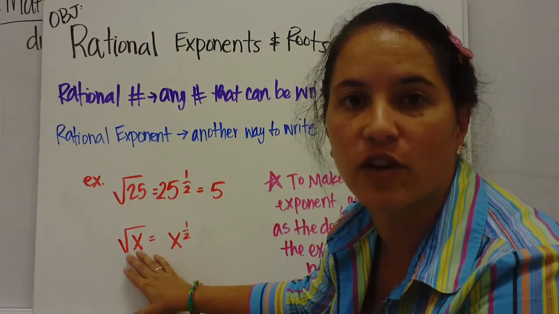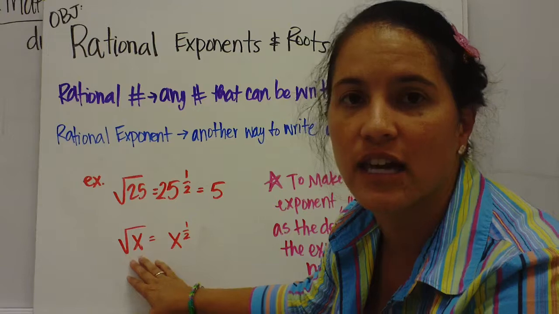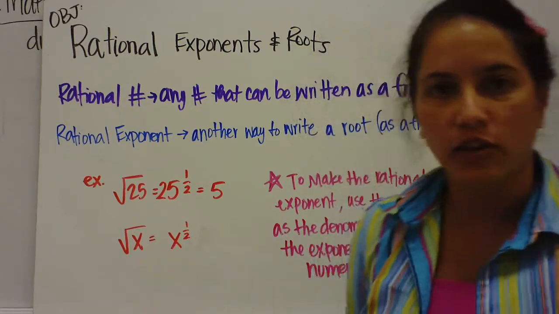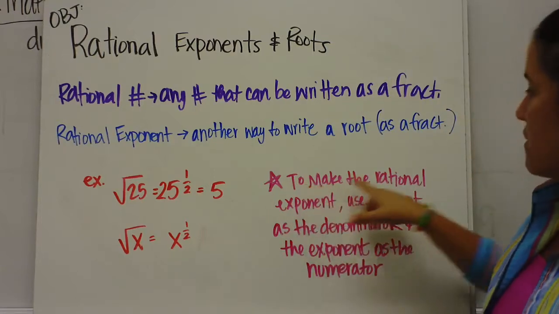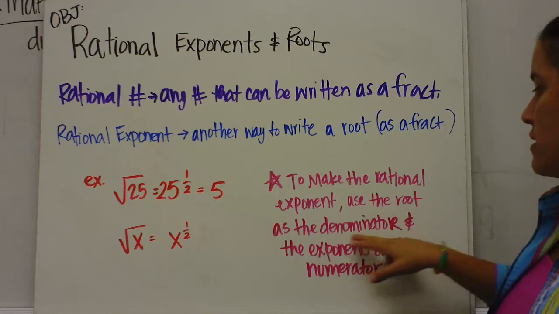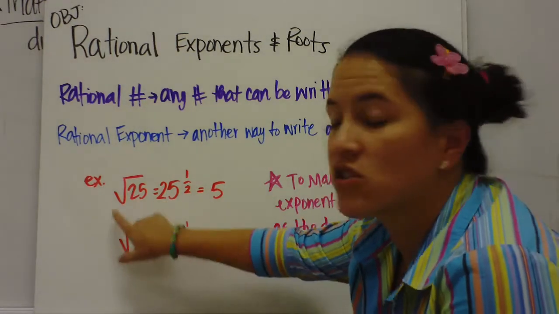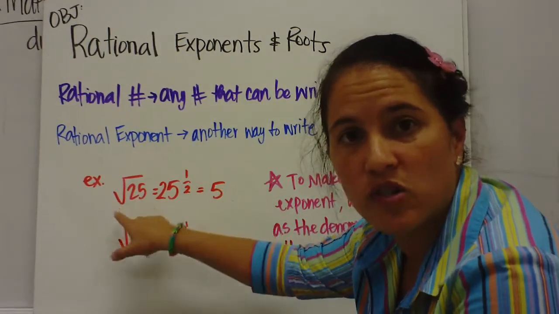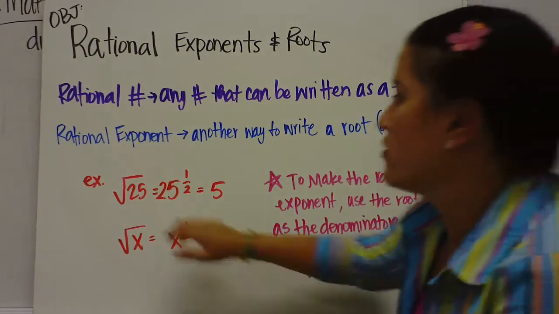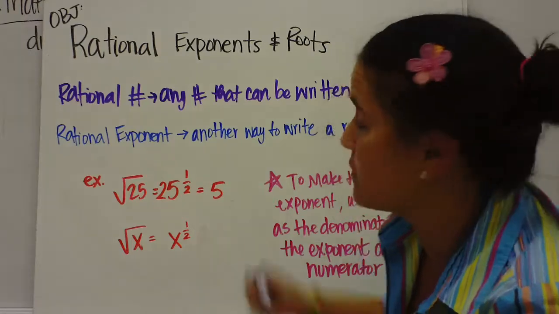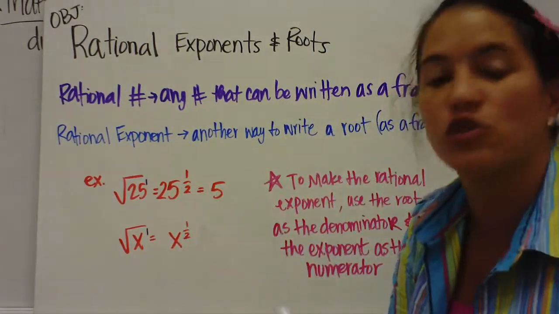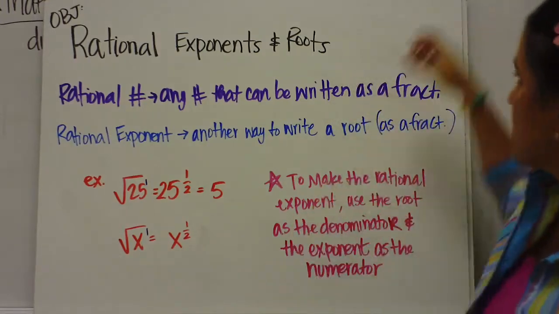So here it is with x. If you have the square root of x, it's the same thing as x to the 1/2 power. And here's how you know what to do. To make the rational exponent, you use the root as the denominator. So this is a square root, so 2 is your denominator, and the exponent is the numerator. Right here on 25, you don't see an exponent, but it's like there's a 1. Same thing on x, and that becomes your numerator. So let's do some practice.